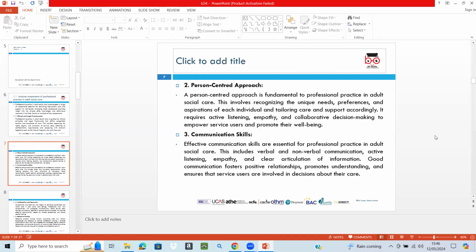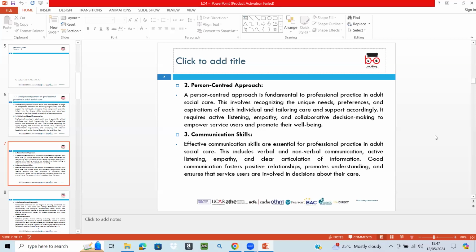Through effective communication skills, the care worker creates a supportive environment where the service user feels heard, understood, and valued, leading to improved well-being and a positive care experience. So overall, by incorporating a person-centered approach and effective communication skills, practitioners in adult social care can enhance the quality of care, build meaningful relationships, and empower service users to participate actively in decisions regarding their well-being.